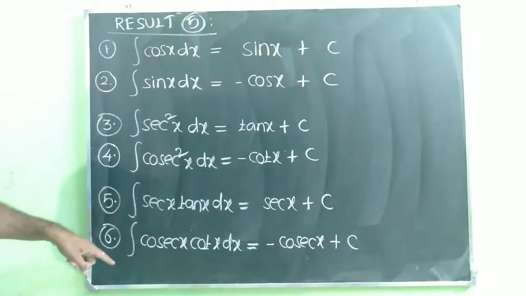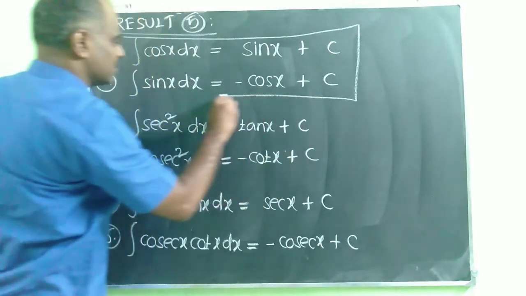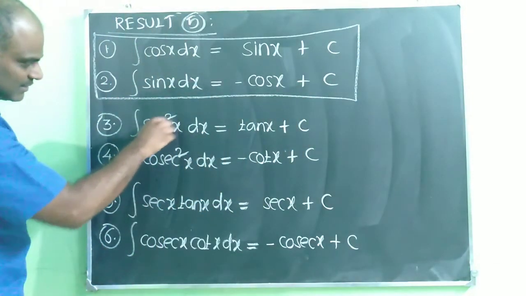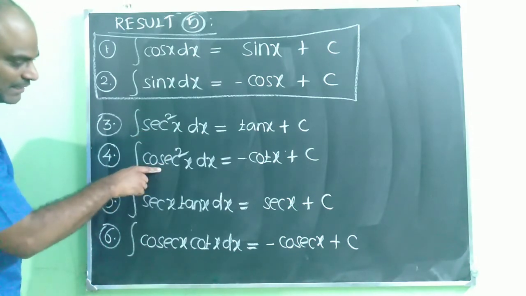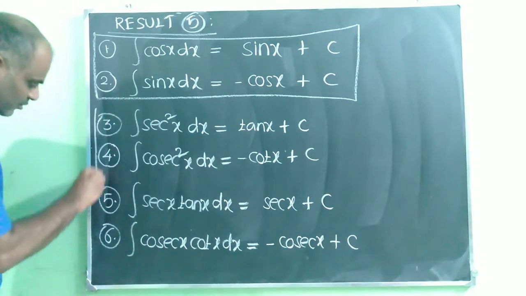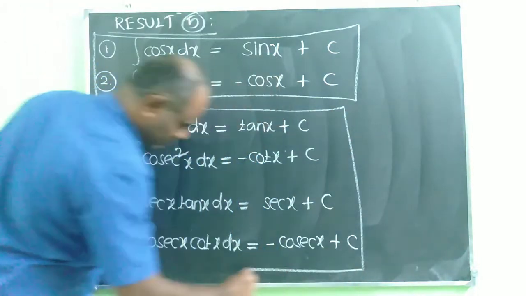All six formulas. The first two are integration of single functions. The next four formulas are integration of double functions: secant x into secant x, cosecant x and cosecant x, secant x tan x, cosecant x cot x. These four are integration with the double functions.